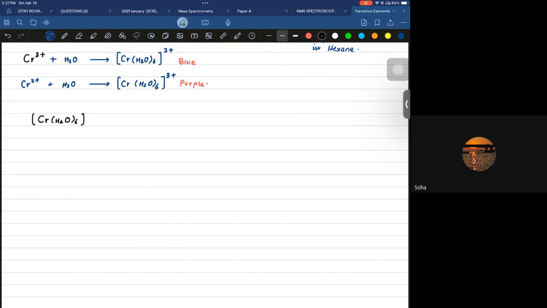Cr(H2O)6 3 plus with OH minus, and I'm going to heat. You would see that chromate ions would be formed. You know what chromate is? Chromate means CrO4 2 minus.